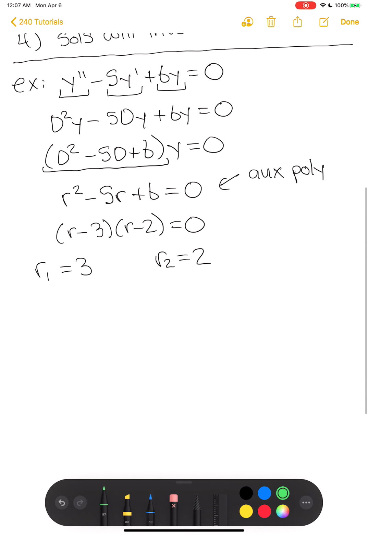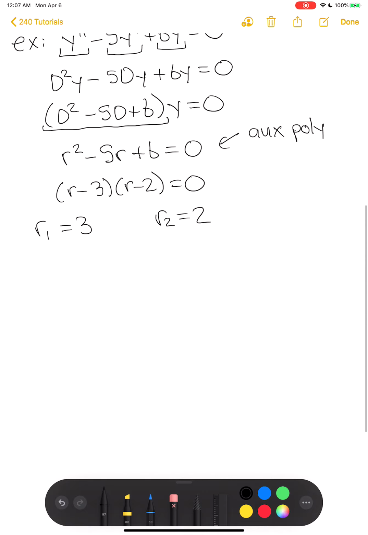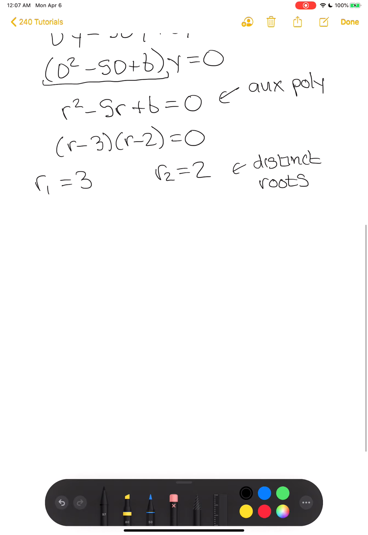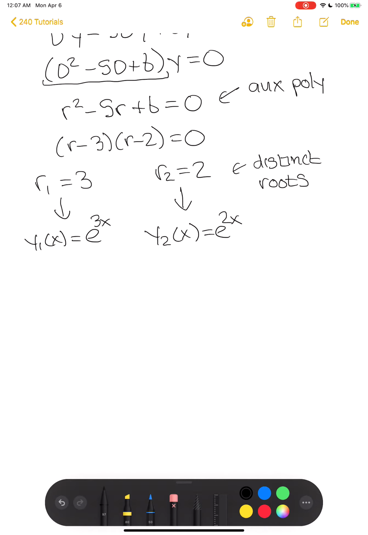Well, notice that they're distinct, okay? So I have distinct roots. They're not the same. So the textbook, and it's just going to be like an algorithm here, says that corresponding to my first root, I have one solution, which is e to the 3x, okay? Corresponding to my second root, I have another solution, which is e to the 2x.